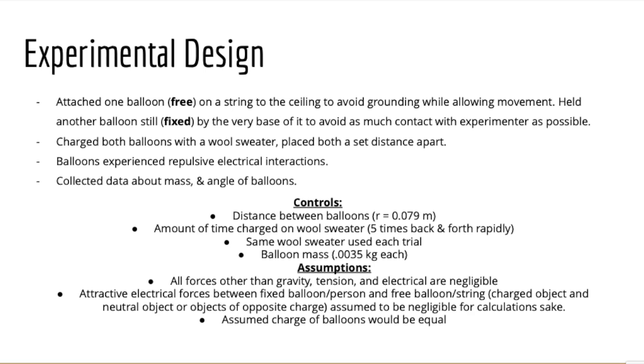We used a wool sweater to charge both balloons in the same fashion, 5 rapid back and forth movements, and place them exactly 0.079 meters apart. This is the distance that allowed the net force to equal 0. When they were both charged, the balloons repelled each other. We collected data for the mass of the balloons and the angle created while they were repelled at the zero net force. In order to increase accuracy, we controlled the distance the balloons were placed apart, as well as the amount of times and method of charging.